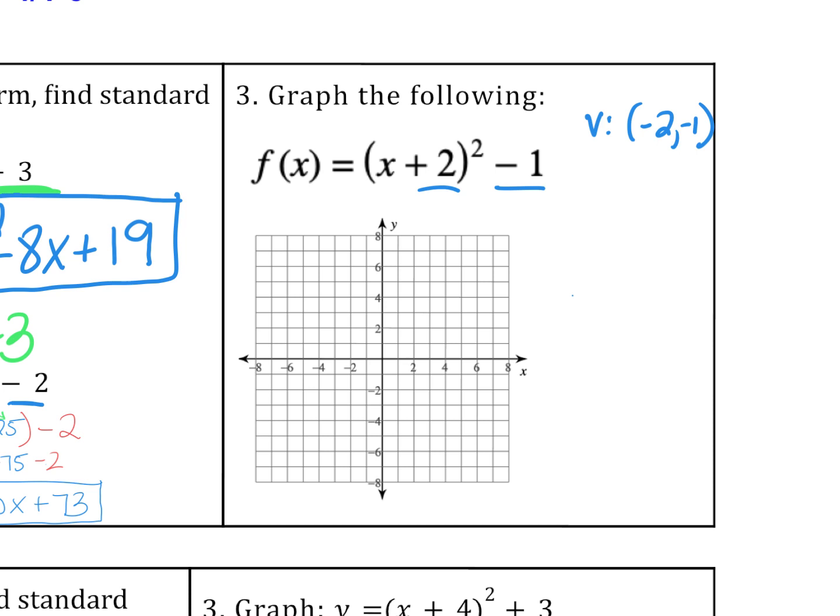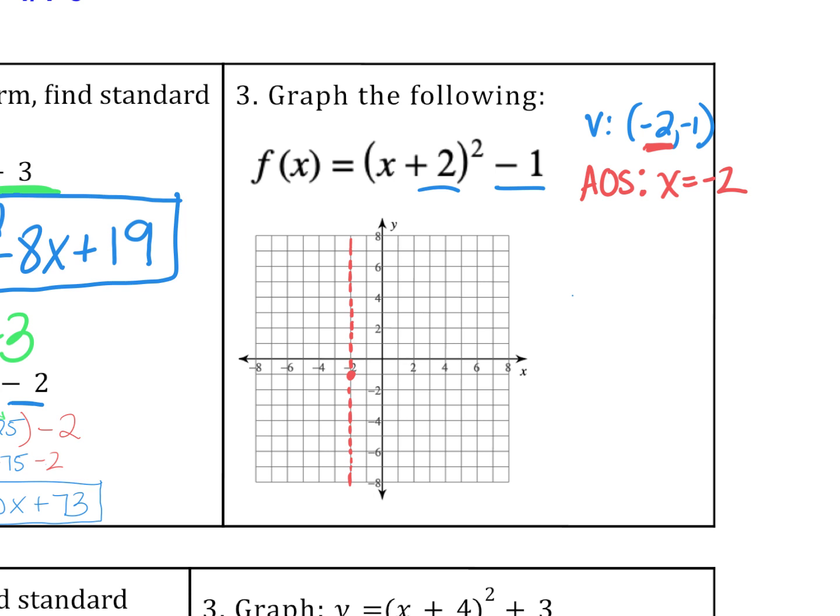And because I know that the vertex is here, I also know what my axis of symmetry is. Do you guys remember what the axis of symmetry is? The line in the middle. Thank you so much, Kevin. Yeah, and that's x equals -2, which is this number right here. So I'm going to also draw my axis of symmetry, and I expect all of you to draw the axis of symmetry. What that tells me is that the parabola is going to have a reflective property on the vertex and on the axis of symmetry.